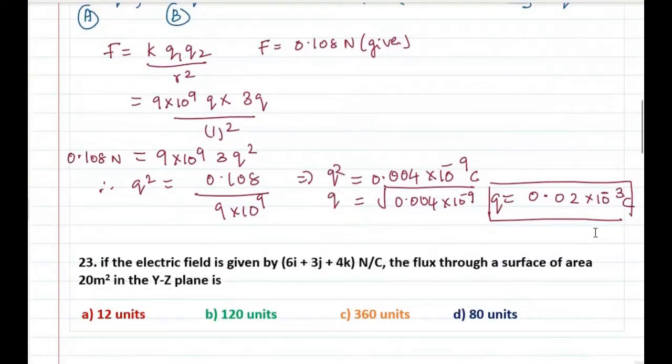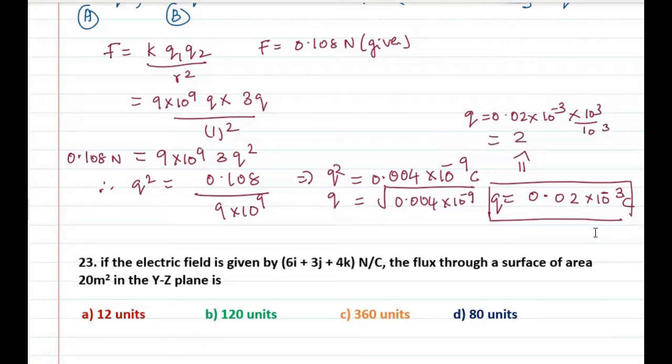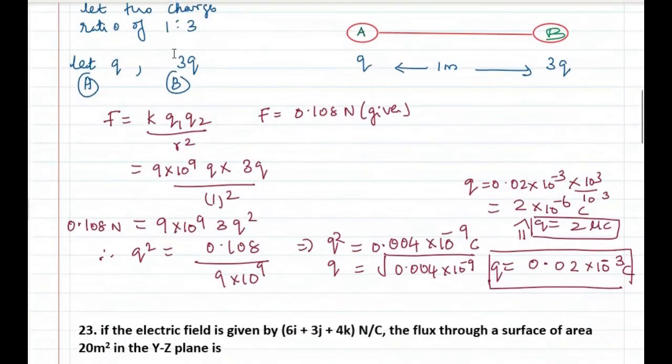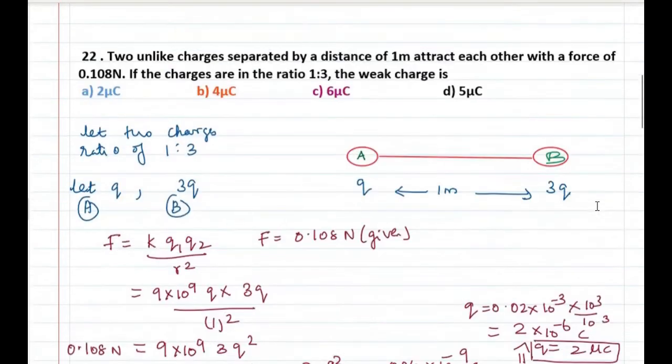So just multiply and divide by 3. So Q is equal to 0.02 into 10 to the power of minus 3, multiply and divide by 3. We'll get 2 into 10 to the power of minus 6 coulombs, which is equal to 2 microcoulomb. Just adjust the powers in favor of the choices. You have to get 2 microcoulombs, just multiply and divide by 10 to the power of 3. So the answer is A.